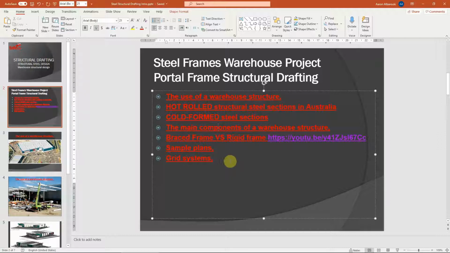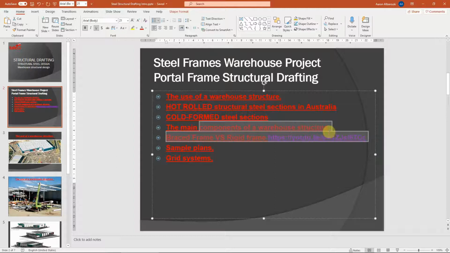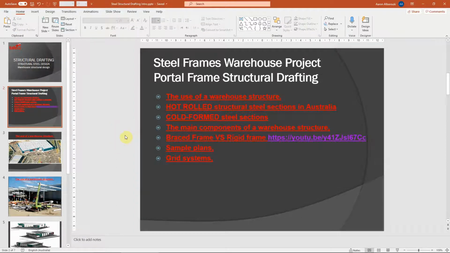That will lead us now to the important part of our introduction, which is the components of a warehouse structure. I'll start that in the video after this one. Let's stop our video here. We'll start on the next video to talk about the main components, so you can come back and review it later on.